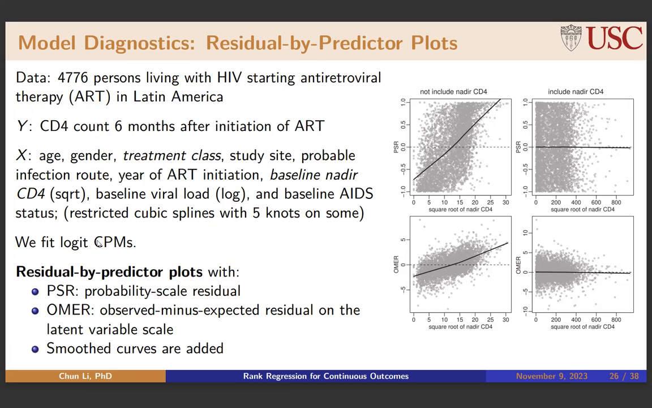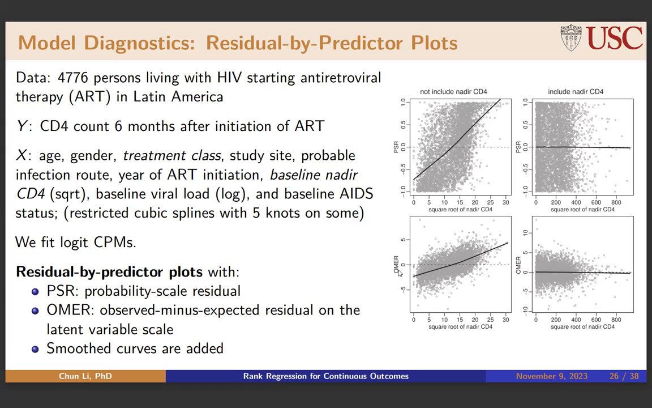All right, we fit essentially a logistic regression, but for a continuous outcome, so these are CPMs. You can see, for demonstration, that if the model doesn't have baseline CD4 count as one of the predictors, the PSR residual versus the square root of baseline CD4 has a clear trend. Once you add it in, the trend is gone. It's hard to see because there are so many dots, so we added a smooth curve to show the trend.